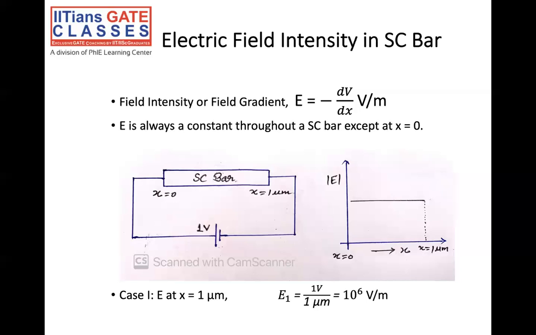Now in case 1, we have to find the electric field at x equal to 1 micrometer. So the electric field, that is E1, because this semiconductor bar is of 1 micrometer length, E1 will be the total applied voltage to the total length of the semiconductor bar. That is E1, it is 10 to the power 6 volt per meter in case 1.